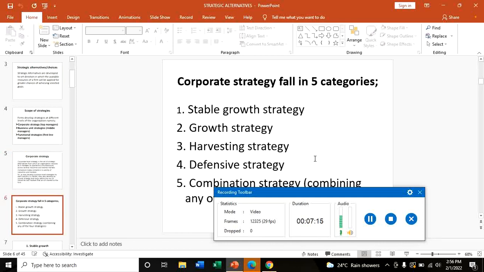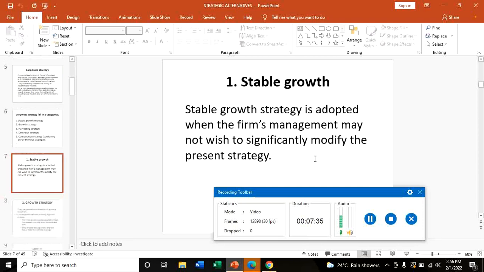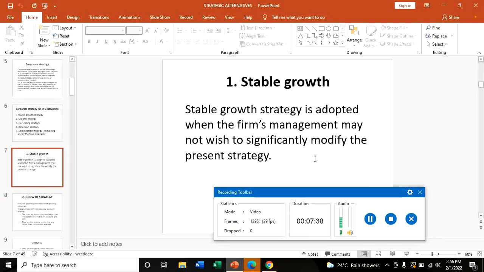So at the corporate level, we have five categories of strategies. We can pursue stable growth, growth, harvesting, defensive, and combination. However, let us take note of this: our major interest is going to be on growth and defensive because they are very, very important. However, let us look at what happens when an organization chooses to pursue stable growth.